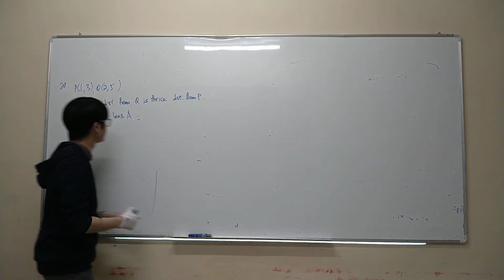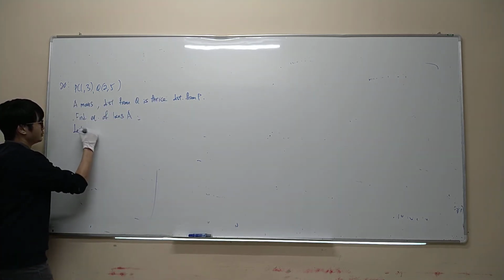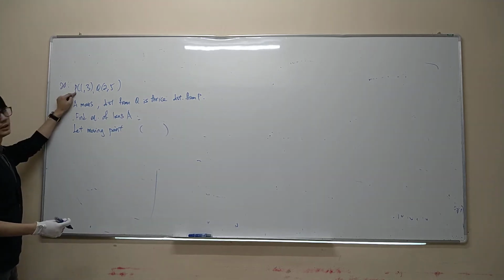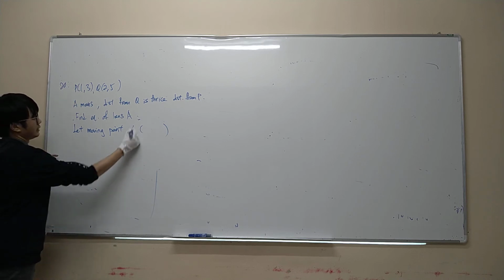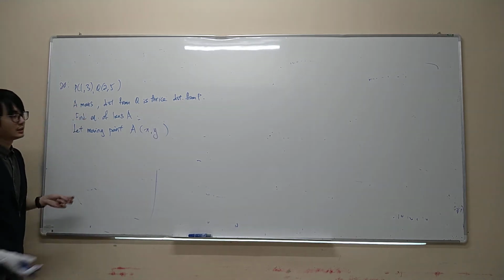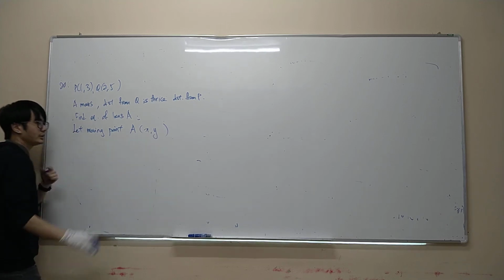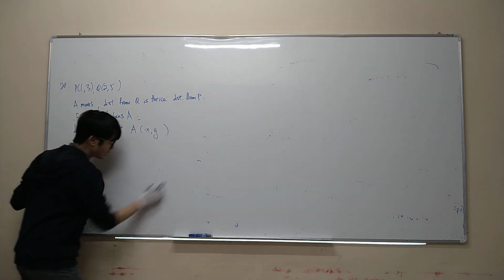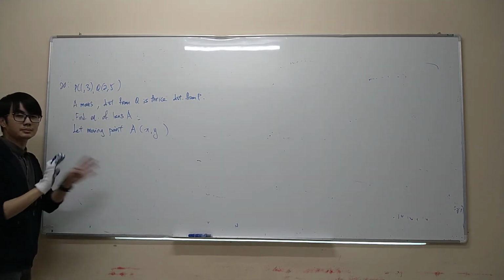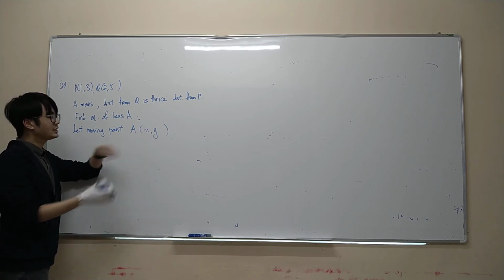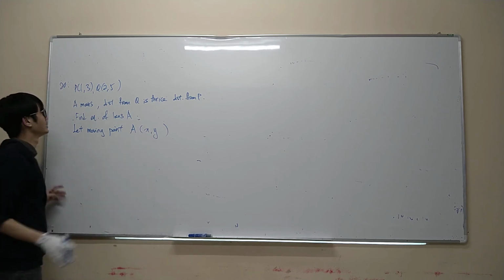First you have to let the moving point be (x, y). So what is the moving point? It's not P, it's not Q. It's A. They already said A is the one moving. Let it be (x, y). Why? Because it moves, it means the point is not fixed. It's not like P which is (1,3). It moves, so it is not fixed. That's why we just name it (x, y). It means x can be anything, y can be anything.